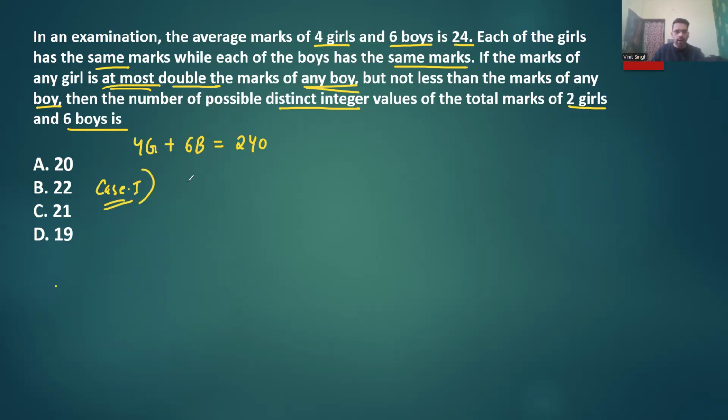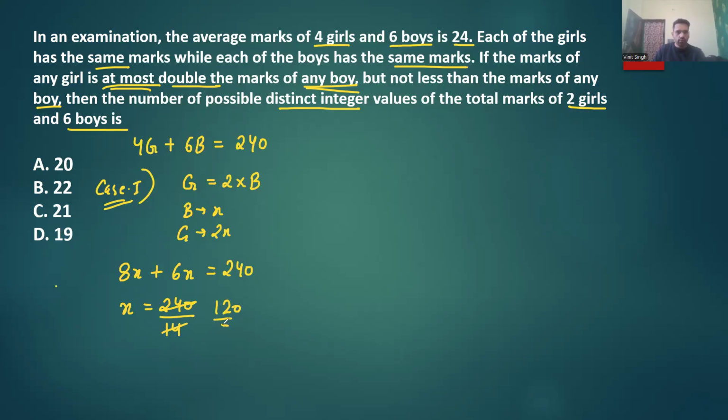when we take the marks of girls as twice the boys'. If the boy gets x marks, then the girl will get 2x marks. Then the sum of the marks is 2x for each of 4 girls, so it becomes 8x, plus 6x for the boys, which is equal to 240. So x is equal to 240 upon 14, which gives 120 upon 7. But we have to find the total marks of 2 girls and 6 boys.